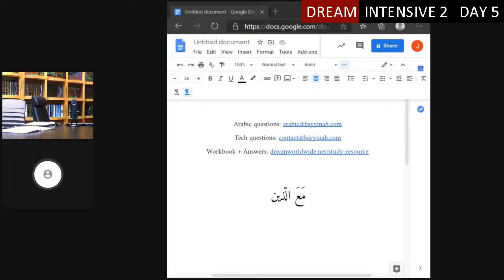Can pointing words be mudaf ilayh? Yes, they can. For example, the master of this house, رب هذا البيت. Now, number 14, page 25.